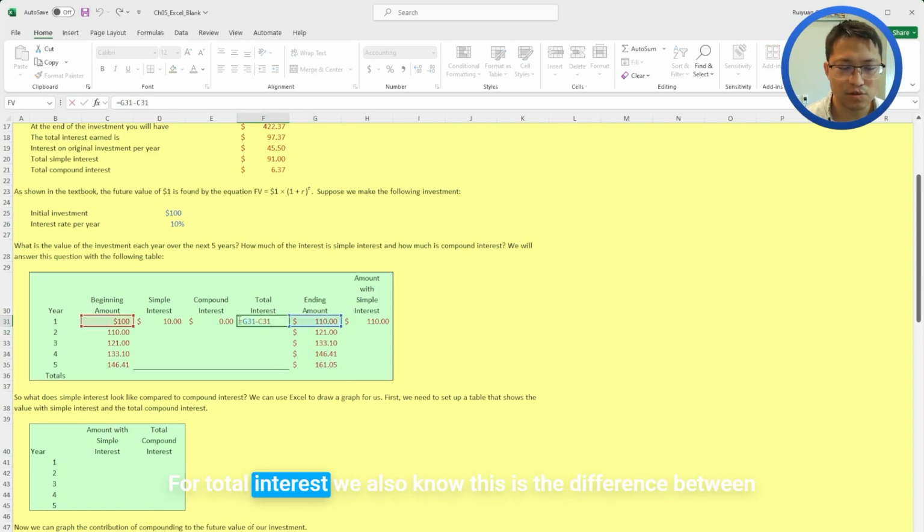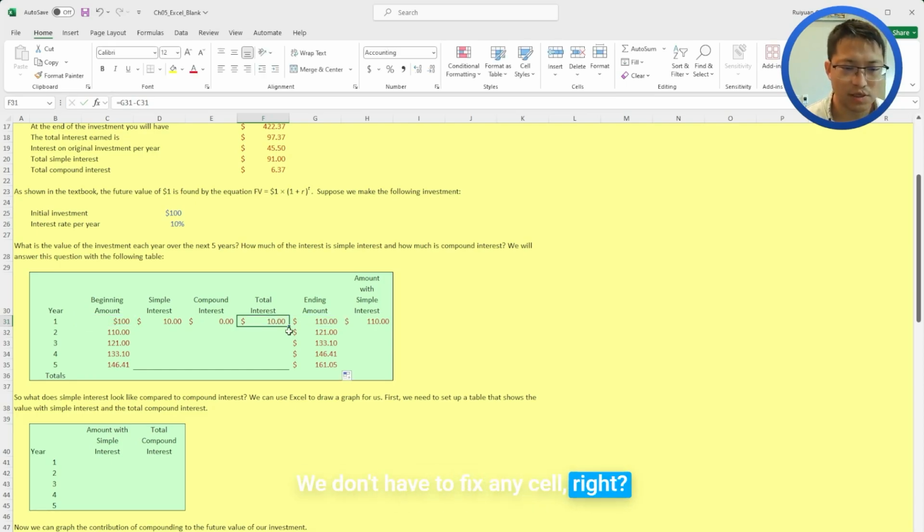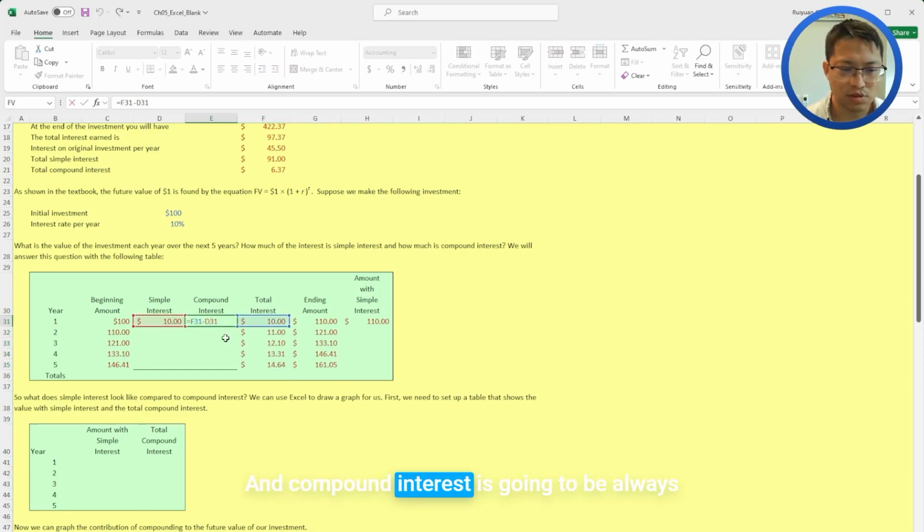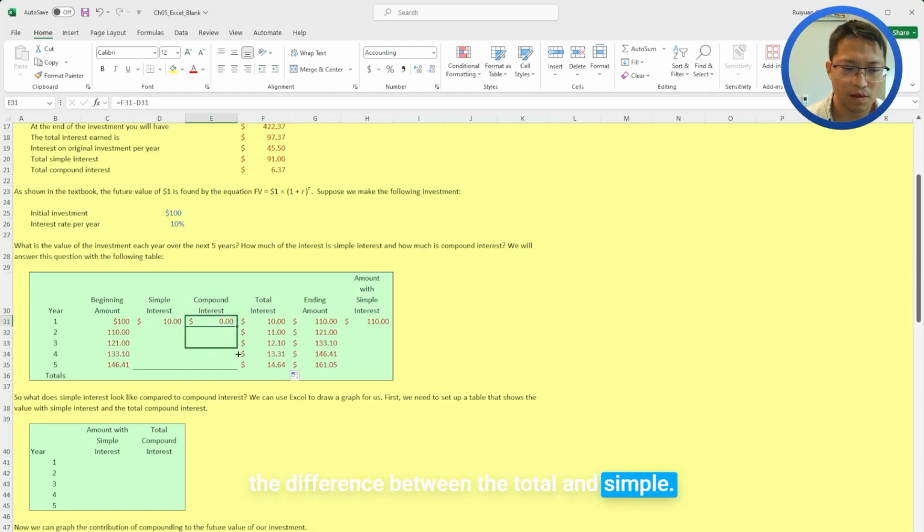For total interest, we know this is the difference between the ending amount and beginning amount for each year. It's always changing. We don't have to fix any cell, so that makes our life much easier. We're just going to drag this all the way down here. And compound interest is always the difference between the total and simple. We're going to drag it all the way down.